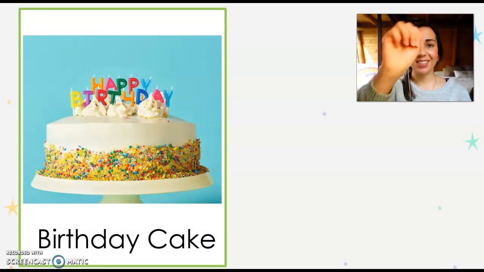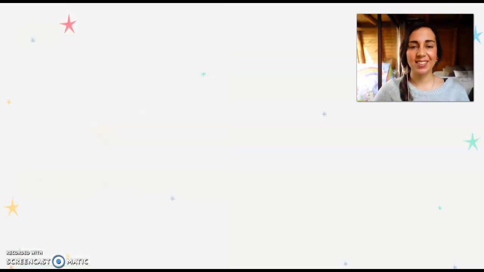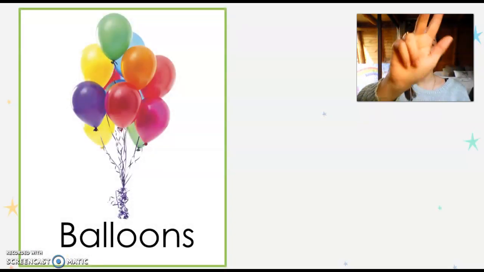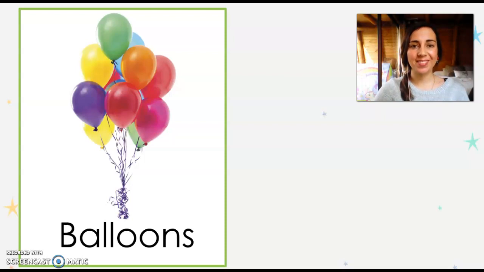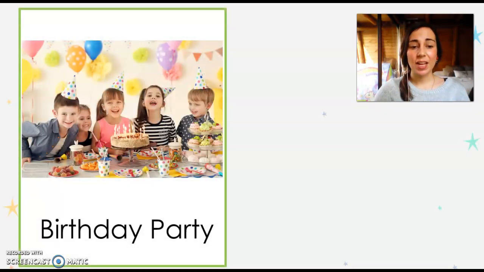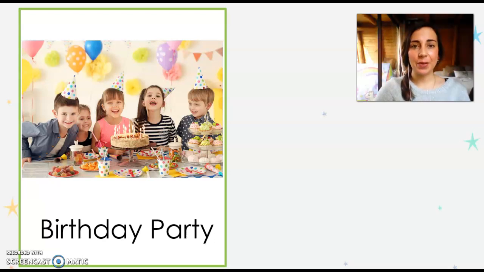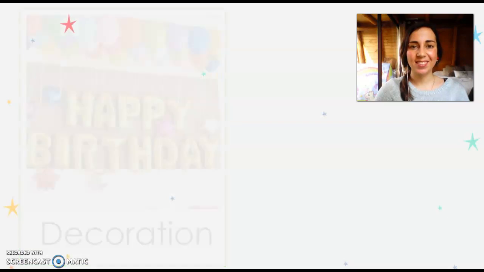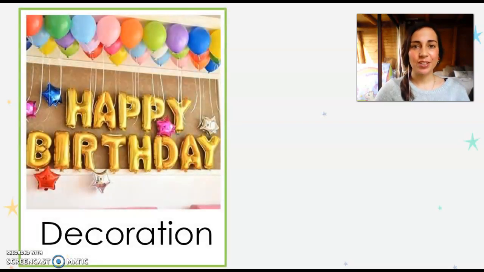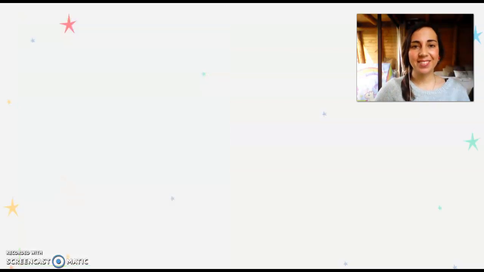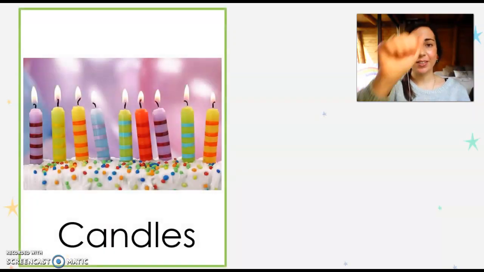Birthday cake. 1, 2, 3. Birthday cake. Balloons. 1, 2, 3. Balloons. Birthday party. 1, 2, 3. Birthday party. Decoration. 1, 2, 3. Decoration. Candles. 1, 2, 3. Candles.